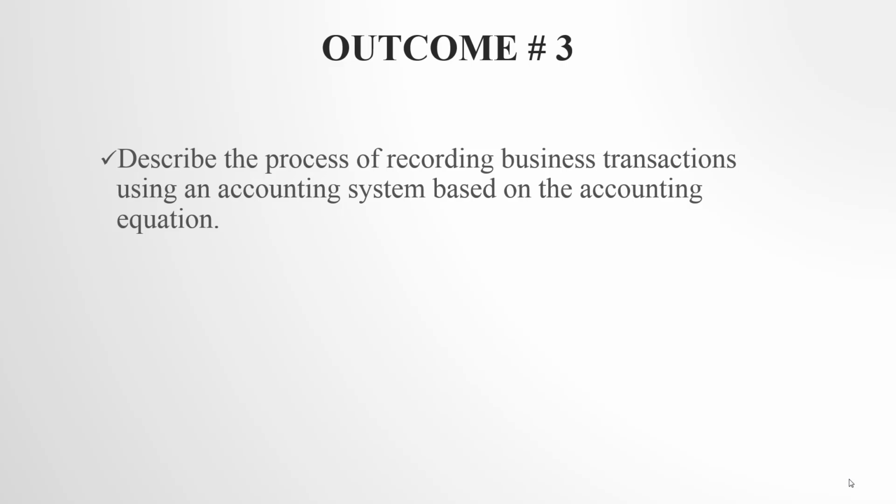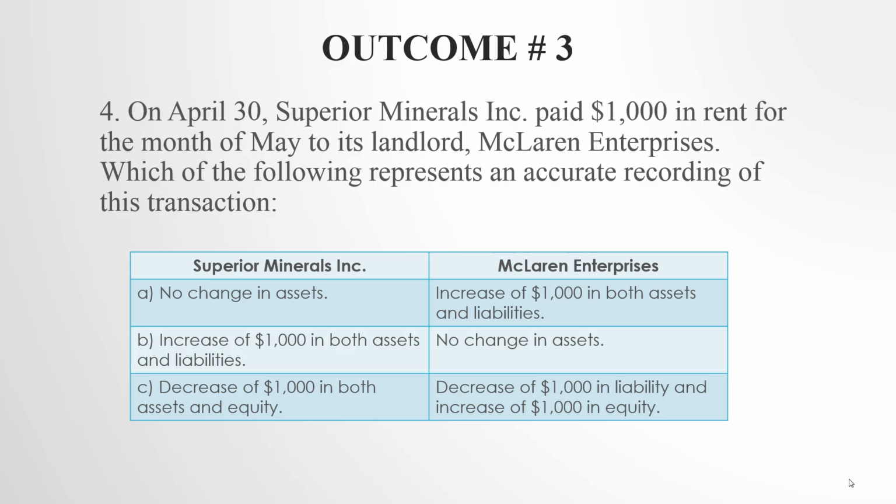Now let's look at the third learning outcome of this reading, which looks at the process for recording business transactions. The first problem for this outcome. On April 30, Superior Minerals Inc. paid $1,000 in rent for the month of May to its landlord, McLaren Enterprises. Which of the following represents an accurate recording of this transaction?